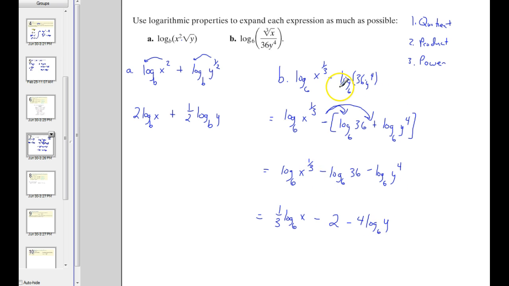Okay, now you may be looking at that thinking, oh, this is going to be terrible, I'm never going to be able to get this down. There is a simpler way to do it than to have to go through this every time. All you have to do is look at the numerator and denominator, and that's going to be your signs in the expanded form. x to the 1/3 power is in the numerator, and that's positive. The 36 was in the denominator, that's negative. The y to the 4th was in the denominator, that's negative. So positive, negative, negative: numerator, denominator, denominator.